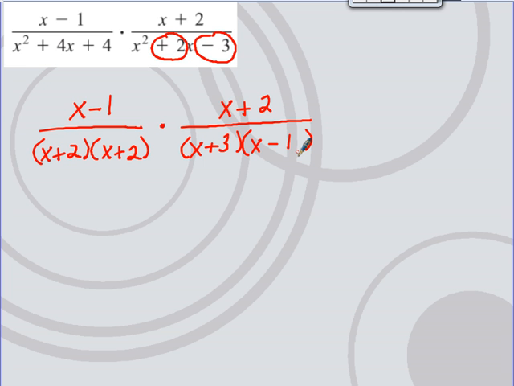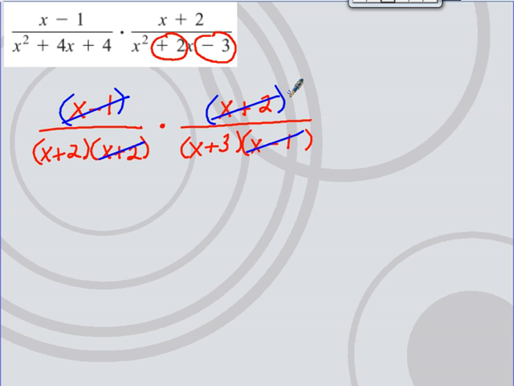Okay, now that I've got everything factored, now I can start canceling. I have an x minus 1, and please, I'm going to say it again: you can't cancel parts. You can't say, oh, here's an x and here's an x, let's mark them out. They go together. The x goes with the minus 1. This x goes with this plus 2. This x over here goes with this plus 3. They go together in pairs. Don't try to cancel parts and not the whole part. x minus 1, x minus 1. x plus 2, x plus 2.